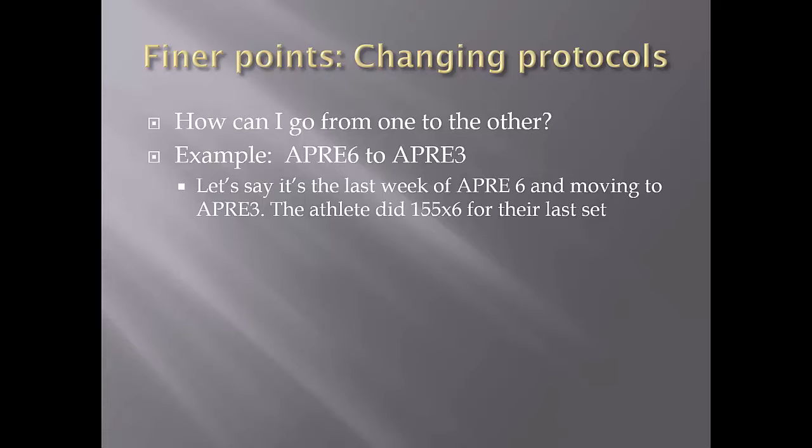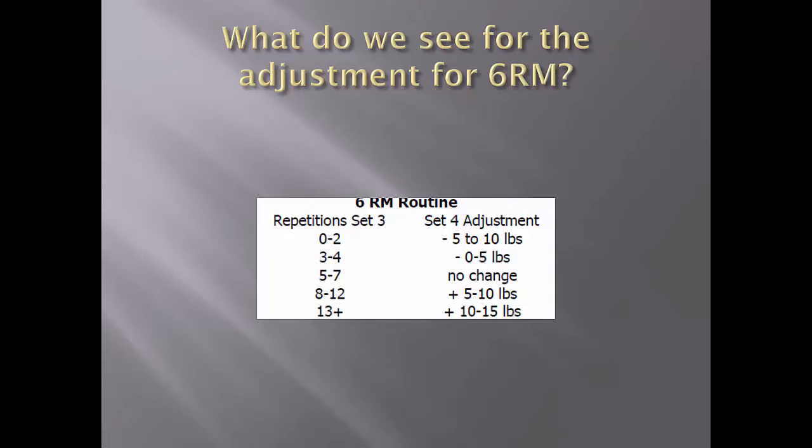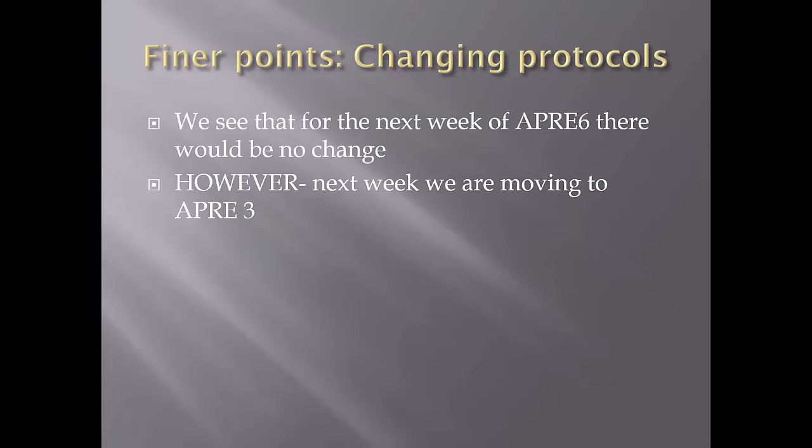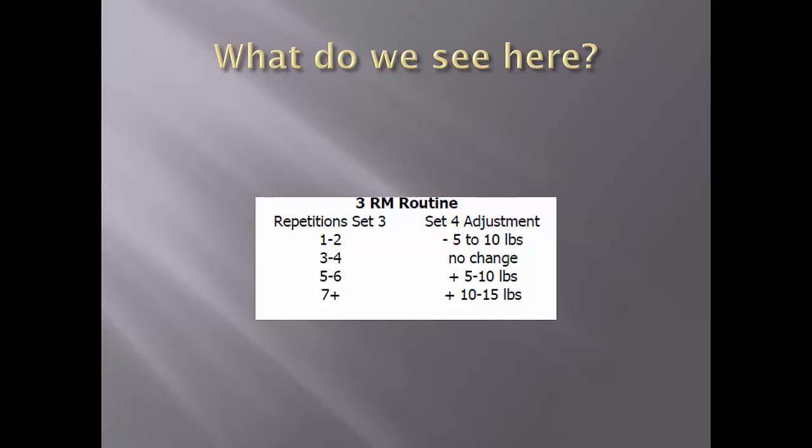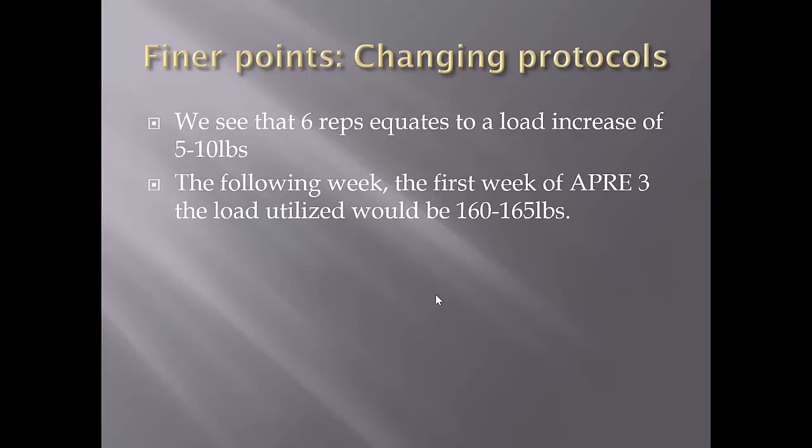Okay, so let's say that my athlete did 155 pounds for 6 repetitions on their last set. Now, if I was on the APRE 6, I see that at 6 repetitions, there would be no change. However, I'm moving to the APRE 3. So if I look at the adjustment chart for the APRE 3, I see that 6 repetitions would be up 5 to 10 pounds. So my load for the next week would be 160 to 165.